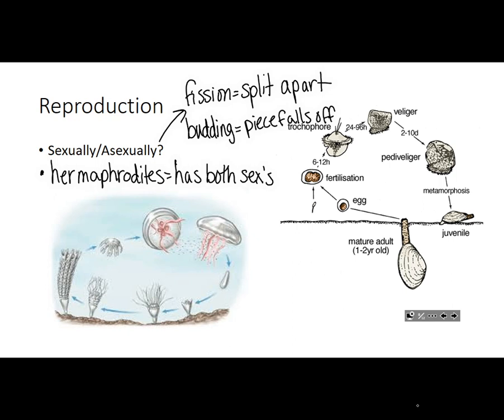Is there internal or external fertilization? External fertilization would be like laying eggs on the ocean or the sea floor and then sperm being released on top of them. So that's external. It's happening outside of the body, versus internal fertilization. So what are we seeing here in these organisms?